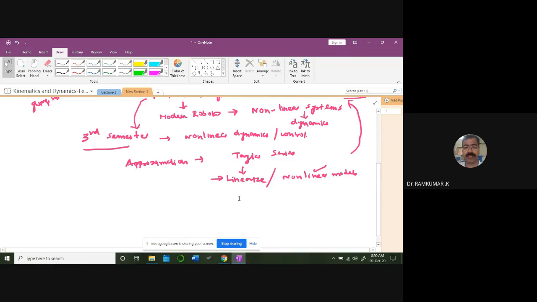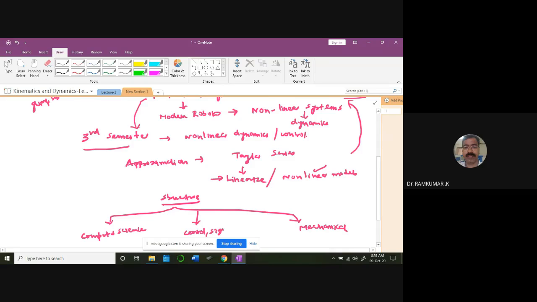Okay. So I would like to give you a brief idea about the entire structure of this program for another 15 minutes maybe. Then we'll get into the subject. Okay. So the structure of this program is more like this. The curriculum is framed more like this. So you have components related to computer science. Okay. And you have components related to mechanical aspect. And you have components related to control theory. Okay, control, signal processing.